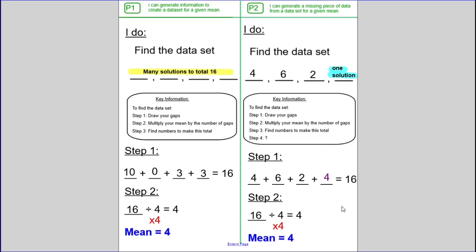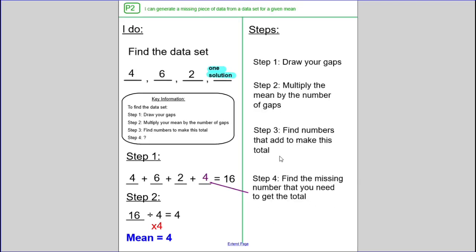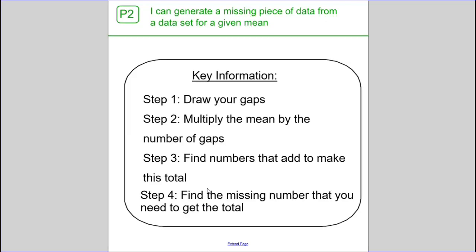So we can add in a step 4. Step 1, 2 and 3 are kept the same. Step 4 is find the missing numbers that you need to get the total. So remember in the previous question we found the missing number 4, so that would be our step 4. I can generate a missing piece of data from a data set for a given mean. Step 1, draw your gaps. Step 2, multiply the mean by the number of gaps. Step 3, find numbers that add to make this total. Step 4, find the missing numbers that you need to make this total. Pause the video here so that you can take a note of this somewhere to refer to whenever we are doing questions of this type.